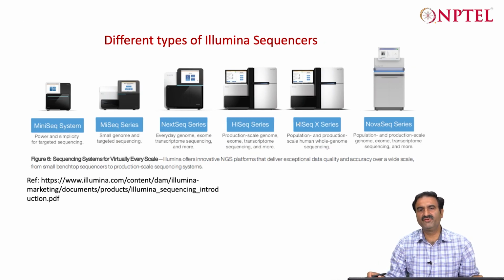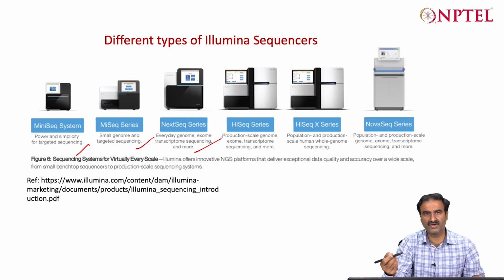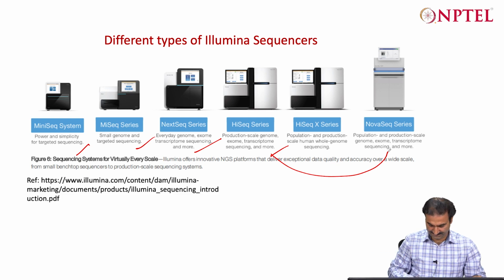And again, for various purposes, there are different types of sequencers: for clinical purposes, for large scale sequencing, for common research labs. This is a very small sequencer, MiniSeq, which can serve various clinical labs. MiSeq and NextSeq are very good for research labs. HiSeq and NovaSeq are meant for very large sequencing centers which do sequencing 24 hours a day, or even the companies where you outsource your sequencing, and they produce data for you.